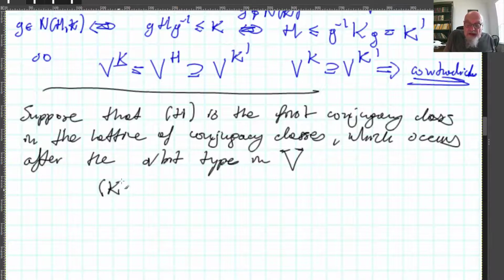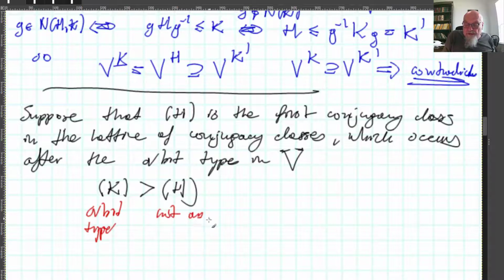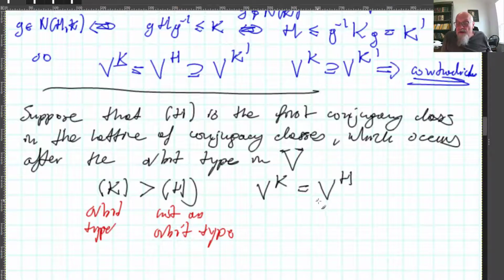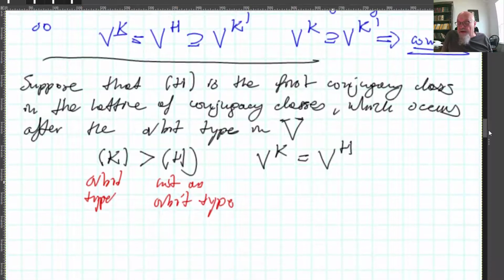That means simply that we have here K, that's an orbit type. And then we have here, K is strictly larger than H, and we assume that H is not an orbit type. So if it's not an orbit type, that means for a certain orbit type K larger than that one, we must have that VK actually is equal to VH. That means there is no increase of the fixed point space. So what do we have in such a case? So we go to the recurrence formula and maybe look at this one.